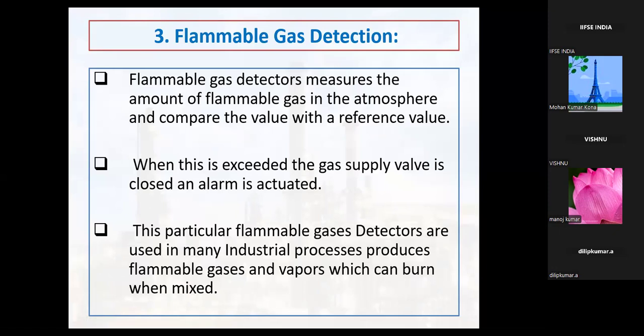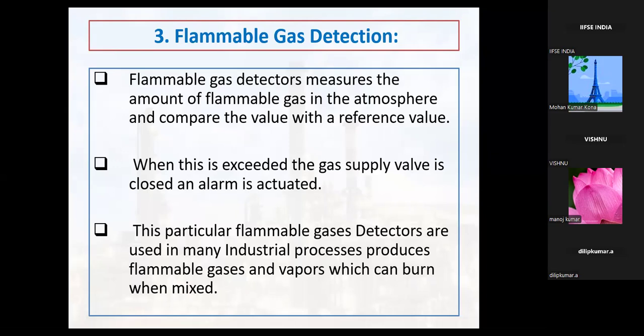So in the previous class, I had stopped at this slide about the fire detection and alarm system. This is the third type of detection system: flammable gas detection. In this type, flammable gas detectors are used to measure the amount of gas in the atmosphere compared with the reference value.